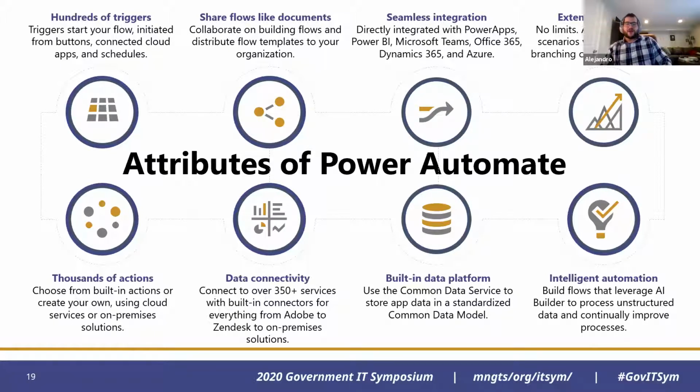And another thing, you can reduce those manual processes by leveraging AI Builder. So what happens here is as you're utilizing Power Automate, it's learning and trying to suggest improvements and also find unstructured data that you can bring into it. So it's constantly looking to improve your processes with that AI side of things.